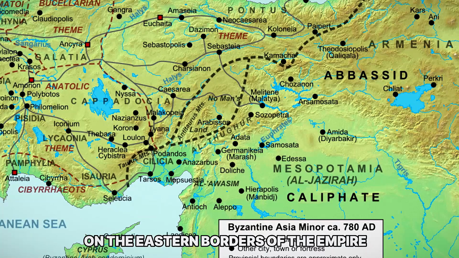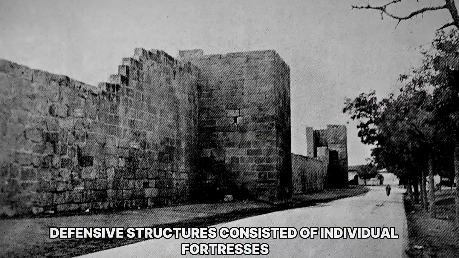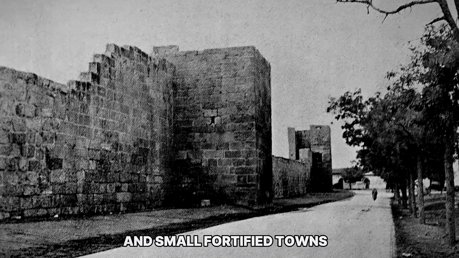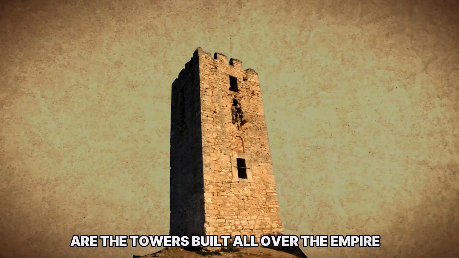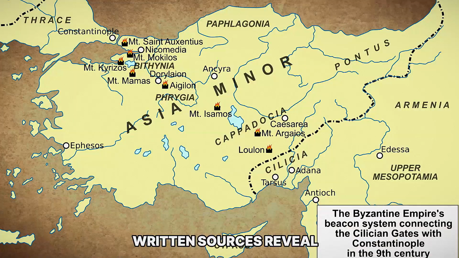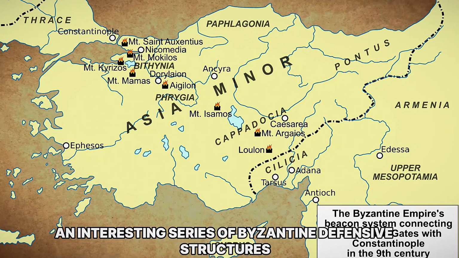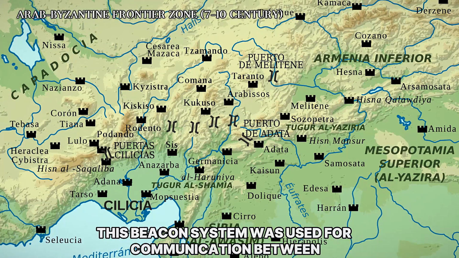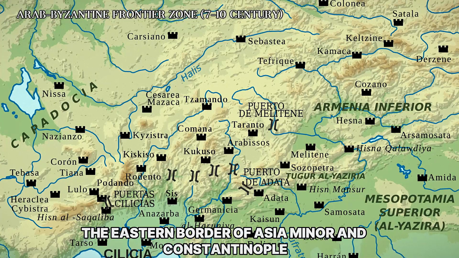On the eastern borders of the empire, which suffered the heaviest blows in Byzantine history, defensive structures consisted of individual fortresses and small fortified towns. An interesting example of Byzantine fortifications are the towers built all over the empire. Written sources reveal an interesting series of Byzantine defensive structures made up of towers and lined up as a beacon system. This beacon system was used for communication between the eastern border of Asia Minor and Constantinople.